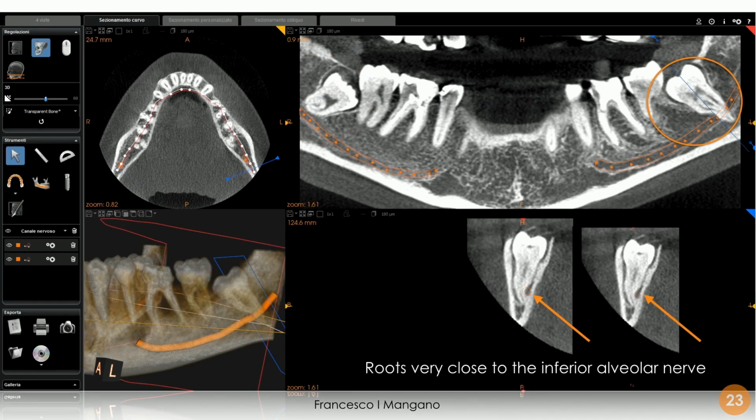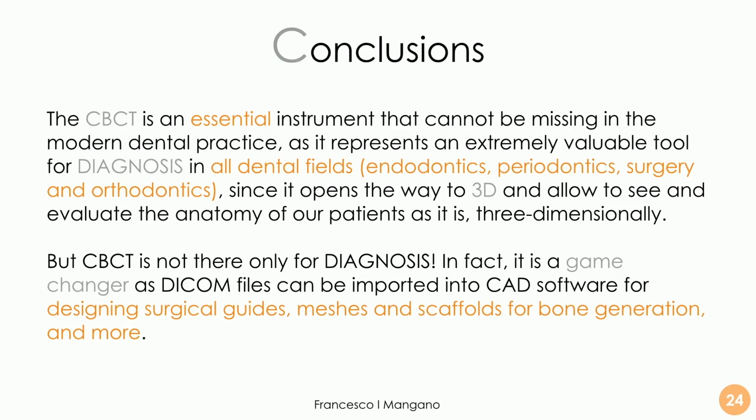We need to see exactly where the inferior alveolar nerve is, and with this tool, with this software, we can really facilitate our surgery, because we can see the position of the nerve in relation to the anatomical structures, the bone, the tooth, and we can prevent every possible complication during the surgery, because we really know in 3D where the inferior alveolar nerve is located, and its relationship with the roots. It's very important.